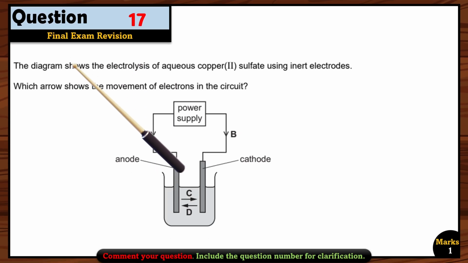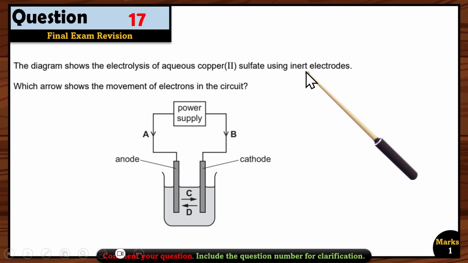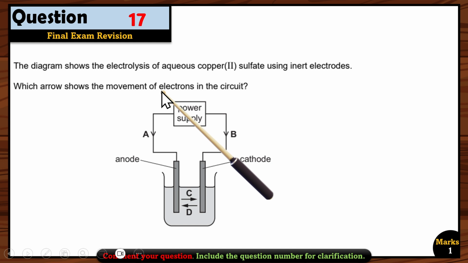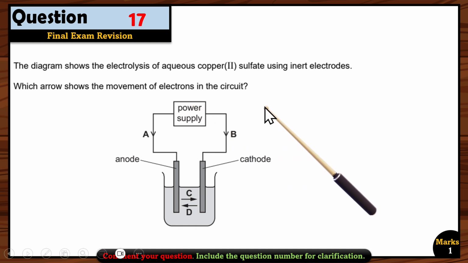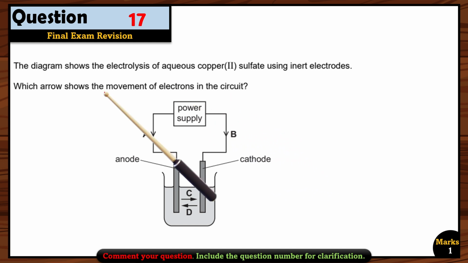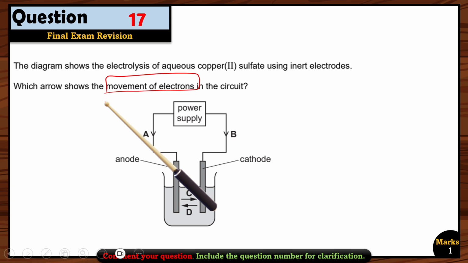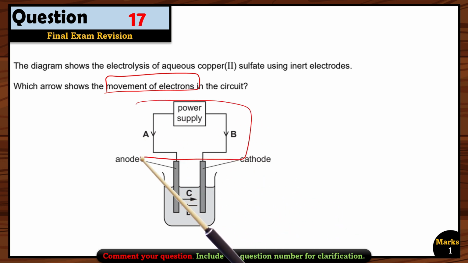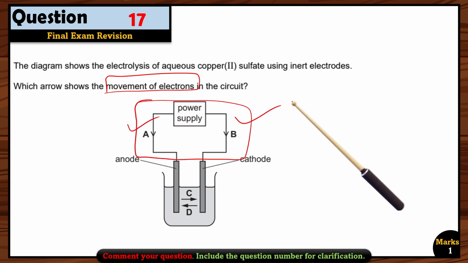Question 17. The diagram shows the electrolysis of the aqueous copper sulfate using inert electrodes. Which row shows the movement of electrons in the circuit? So now the target of our question is the movement of electrons. So electrons always move in the external circuit. That is our external circuit, right? So which options are here, A or B? So A or B can be right.